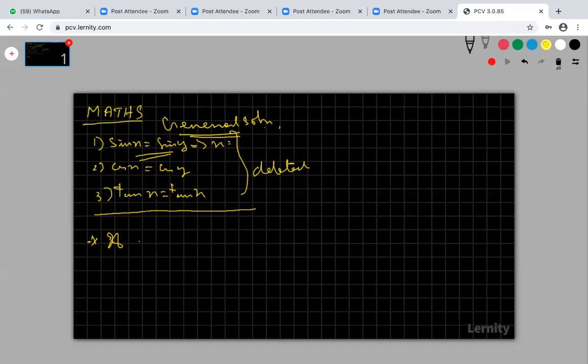If sin x is equal to 3/5, cos y is equal to minus 12/13. This problem is completed or not?